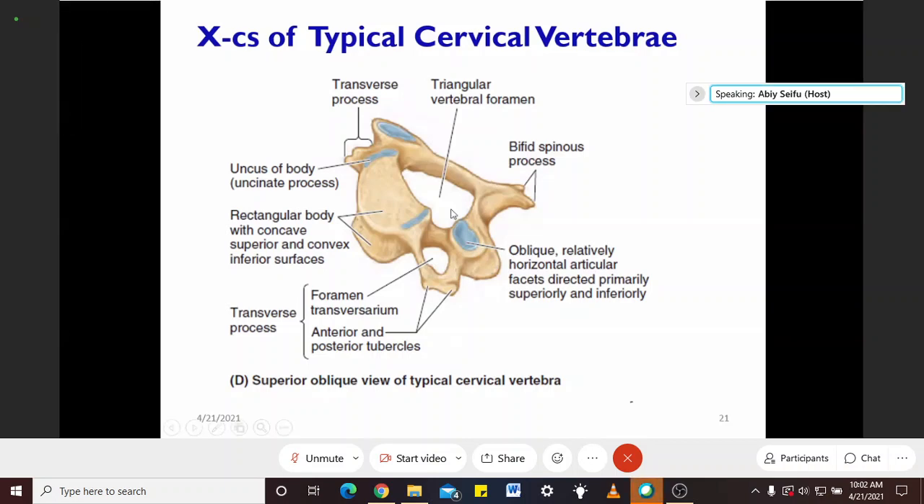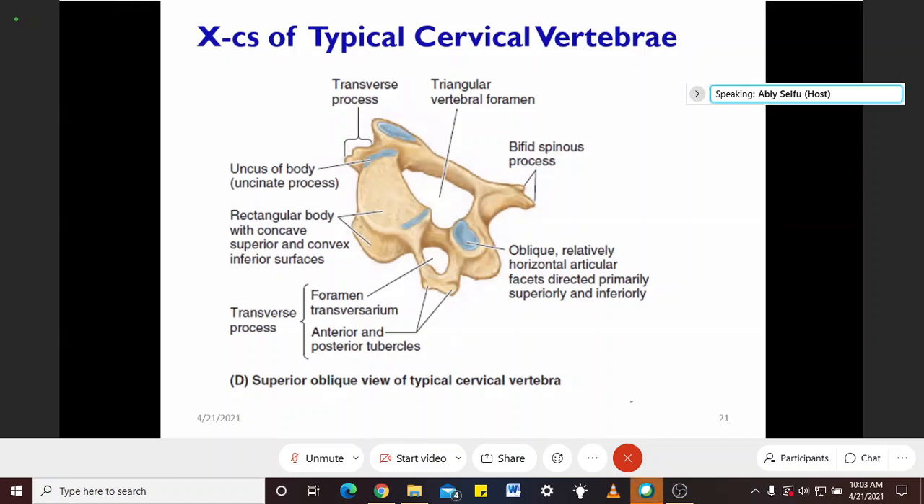Now let's see the foramen. The foramen is larger and triangular. This one is the base of the triangle, and this one is the apex. You see, it houses the larger size of the spinal cord. Whereas the spinous process is shorter and bifid. Therefore, the cervical vertebrae 3, 4, 5, and 6 have a common feature of those structures.